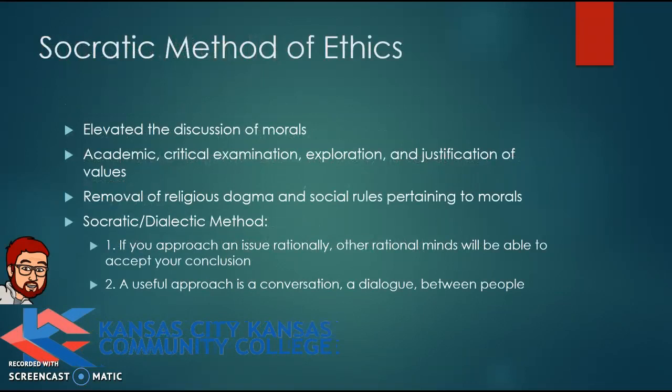So the Socratic method of ethics is one of the first ways in which we tried as humans to analyze ethics. It's an elevated discussion of morals. It was academic, critical in examination, an exploration and justification of values. Something really novel and new. So it removes religious dogma and social rules pertaining to morals. So we don't use social rules.